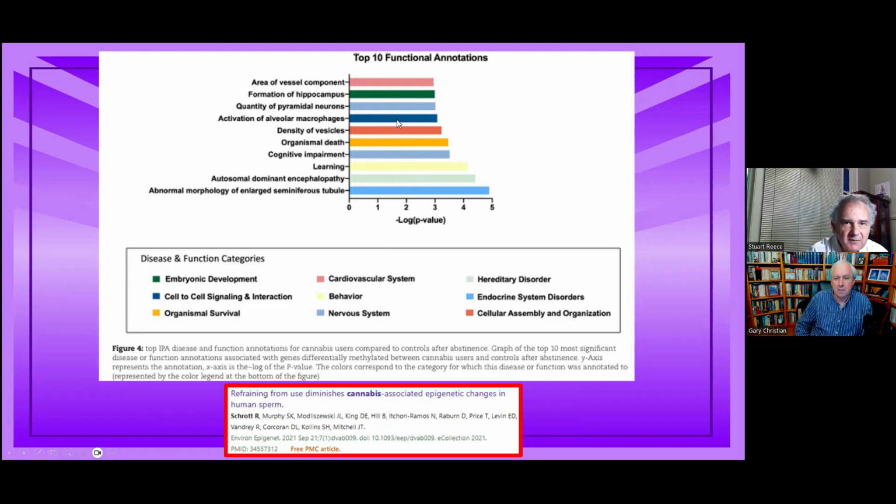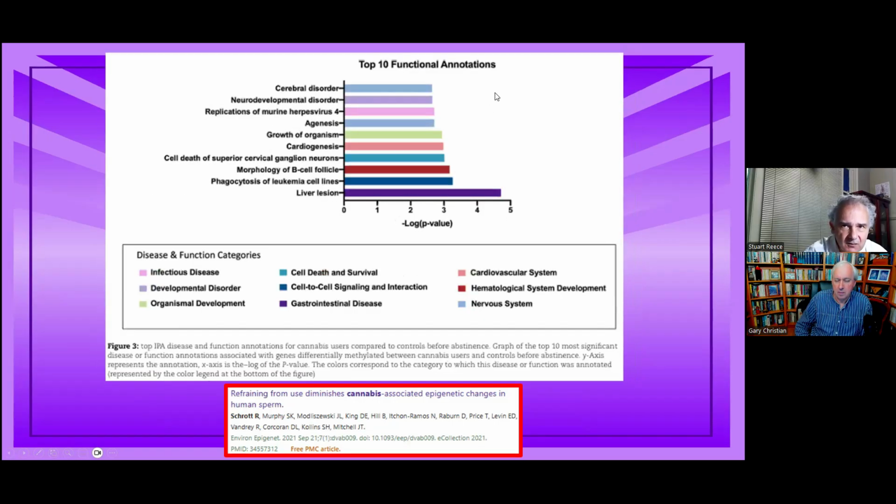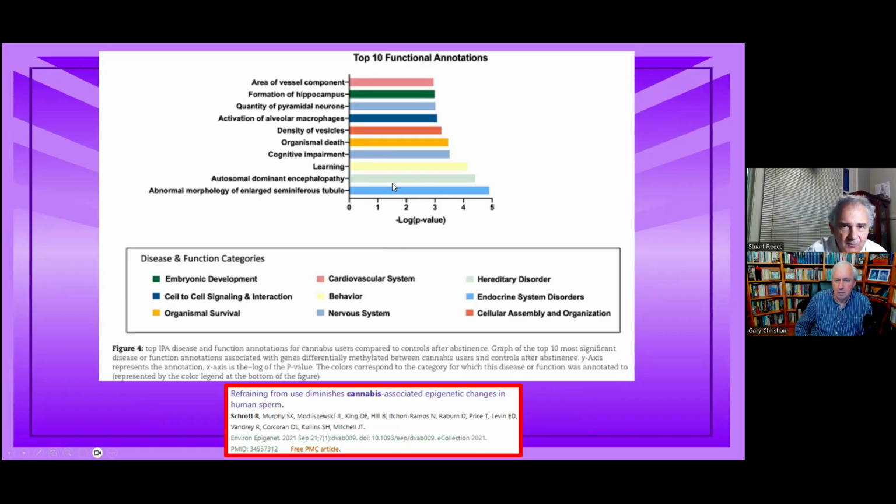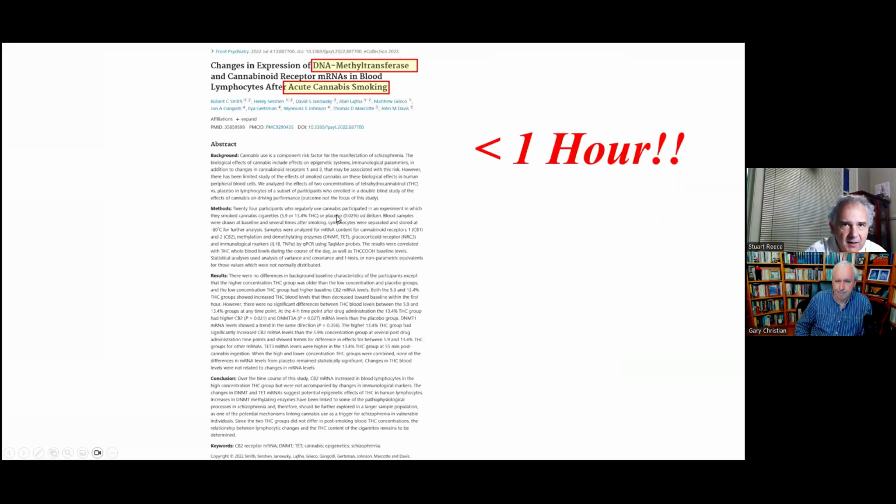That's alveolar macrophages in the lung. Pyramidal neurons, that's in the brain. The formation of the hippocampus, which is in charge of memory and spatial learning, and then area of vessel components. So this is blood vessel formation, which fits with all the cardiovascular anomalies of the great vessels that we talked about on those videos. So what this says is that both cannabis intoxication and withdrawal are linked with, this is the negative log p-value, strongly linked with all these major pathways.